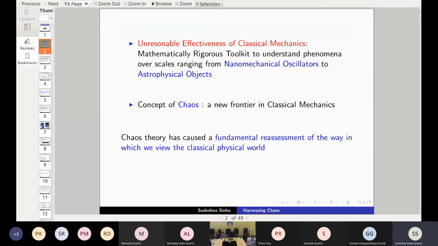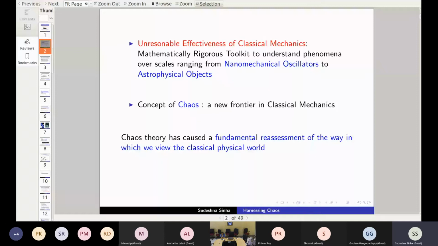So what we are going to deal with is classical phenomena, which is probably a very polite word for really old, old-fashioned in some ways. However, what always strikes me as interesting, to paraphrase Eugene Wigner, is the unreasonable effectiveness of classical mechanics. It somehow stood the test of time. It's mathematically very rigorous, which is why it's actually a field of mathematics as well. It gives you a toolkit which appears to work to understand phenomena over extremely large scales, from nanomechanical oscillators to astrophysical objects. The whole point is, it almost has no business working that well in a world which we know is essentially quantum, but it really does work excellently, which is why engineers go to classical mechanics very often.